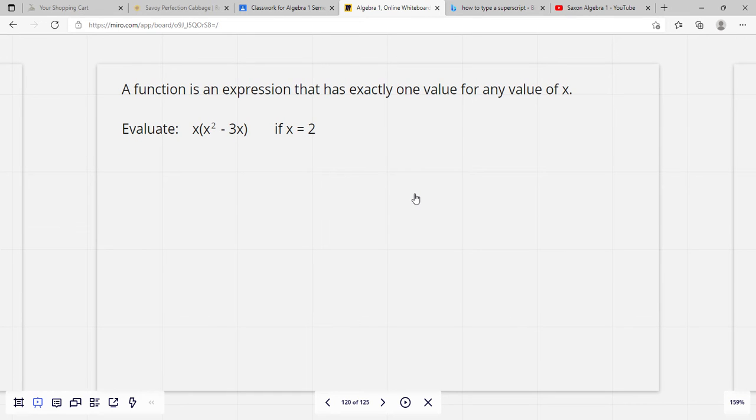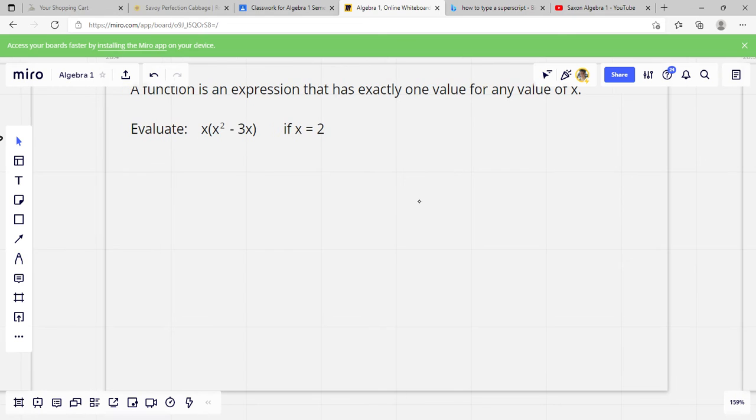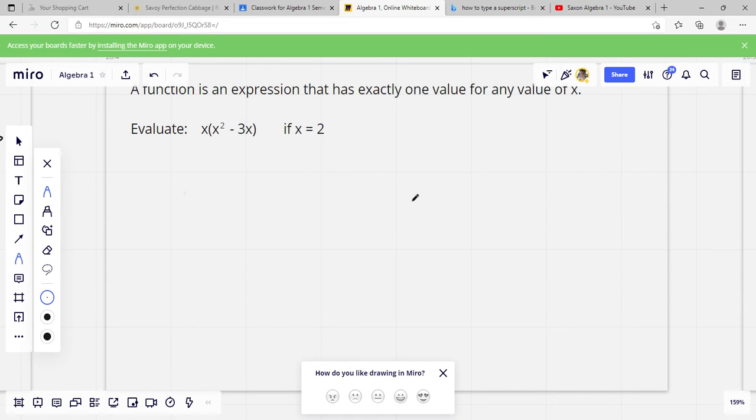Alright, next part is about functions. And a function is an expression that has exactly one value for any x value. Right, so that means that if we put a number in, another number pops out, basically, right? If we said x plus 2, that would be an expression. No matter what we put in for x, if we put in 3, we have 3 plus 2, we would get 5. If we put in a 7, we would get 9, right? So we always get a unique answer. We can't put in a 3 and get two different numbers, right?